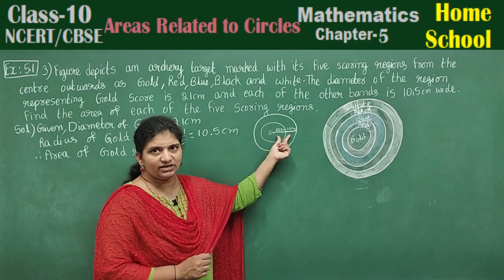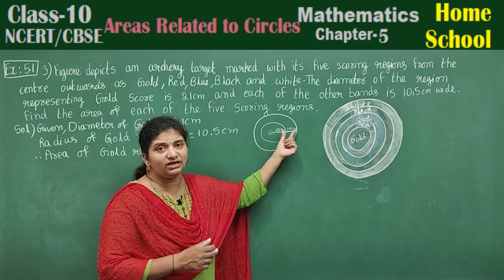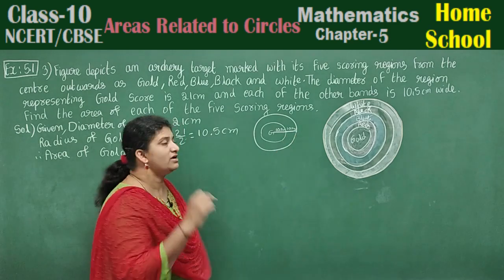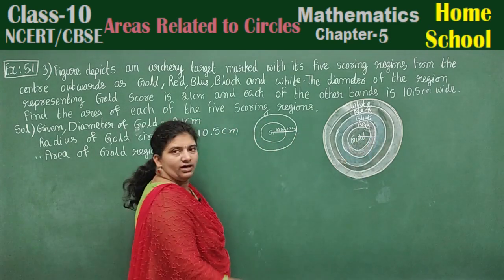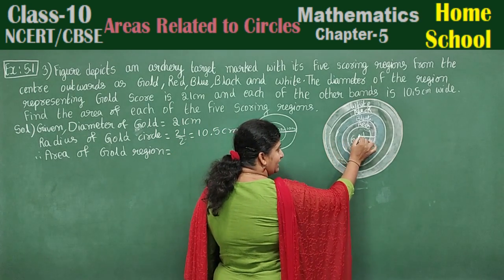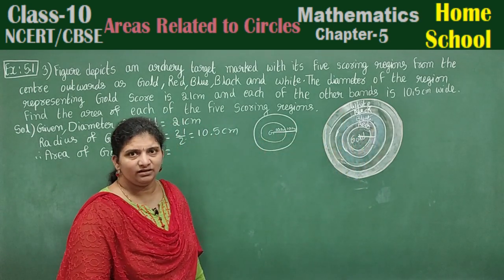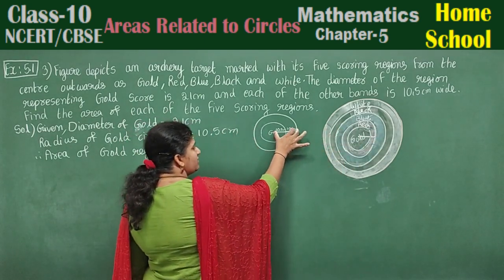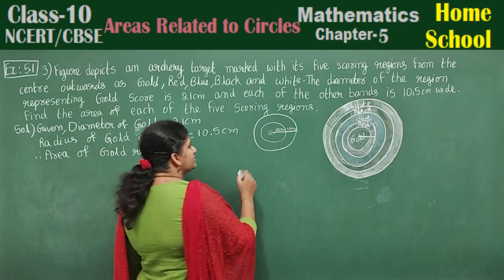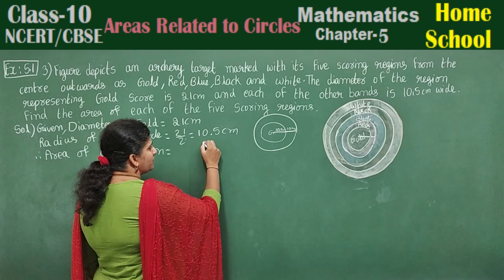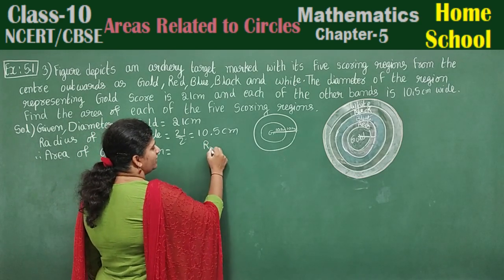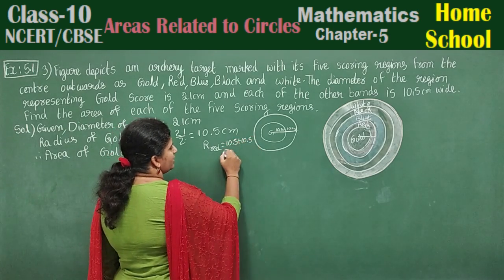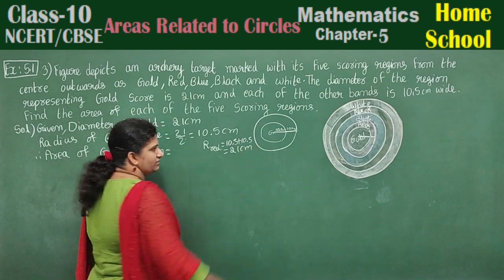Gold radius is 10.5 centimeters. And the width of the next color, I can't see the back side, right? But the width of this is 10.5 centimeters. Radius for red color means I am going to measure from the center to the circumference of the red colored circle. So this radius is 10.5 and this is 10.5. 10.5 plus 10.5 will be 21 centimeters. Radius of red color is equal to 10.5 plus 10.5, that is equal to 21 centimeters.